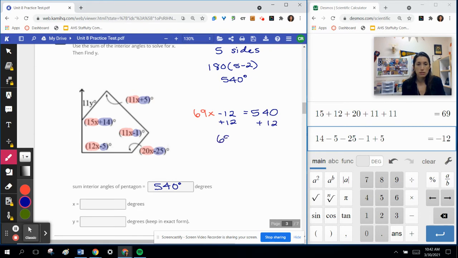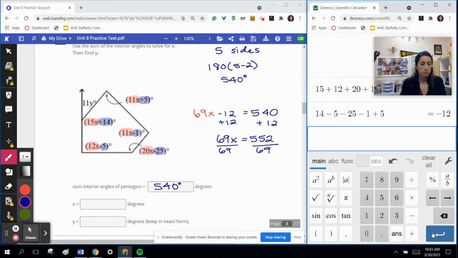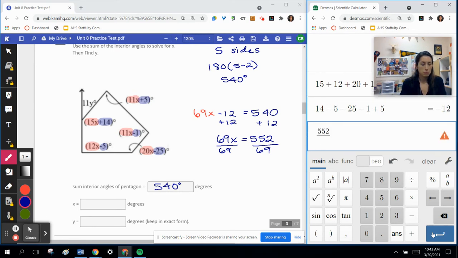So this is going to be 69x equals 552. We can divide it by 69 on both sides. It's going to be 8. So x is equal to 8. X equals 8. That's actually not in degrees. That's just x equals 8.